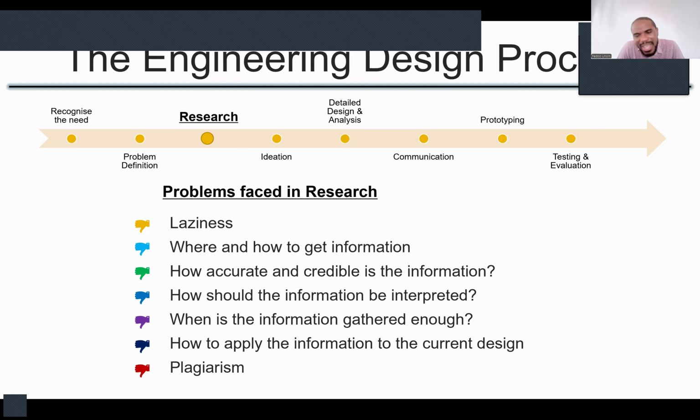Okay, so it becomes a problem. How accurate and how credible is the information that we are getting? You could also find very credible information, but you don't know how to interpret it. What are these people saying? What is the meaning of this graph?